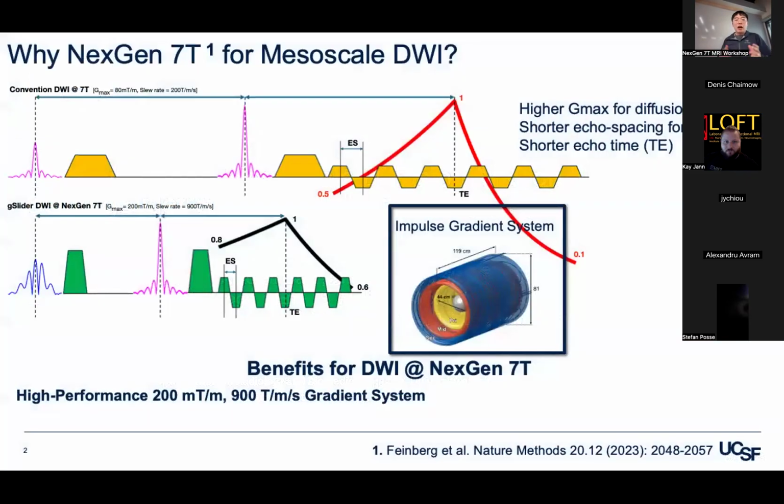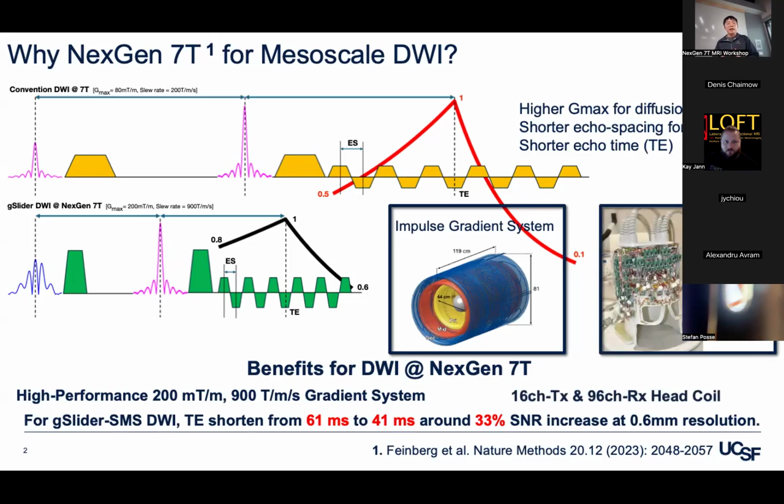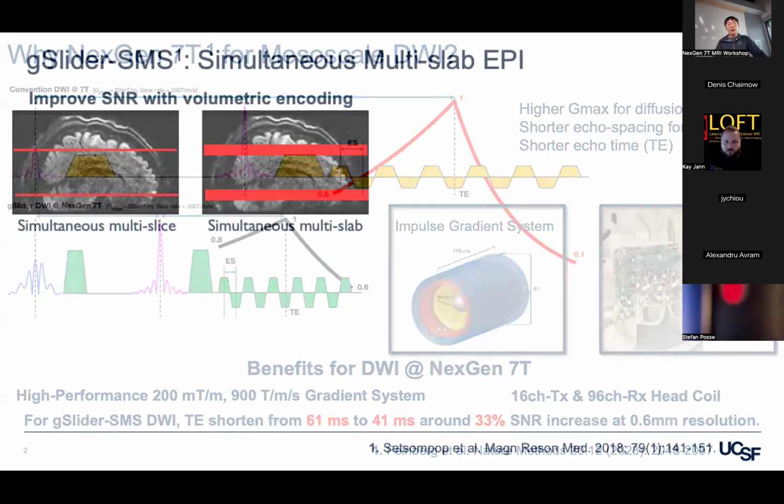Firstly, I want to briefly highlight why the NexGen 7T is valuable for mesoscale DWI. The NexGen platform provides a much stronger gradient system, which enables higher Gmax for diffusion encoding, shorter echo spacing for EPI readout, and a shorter echo time. For our gSlider project, this reduces TE from 61 milliseconds to 41 milliseconds, corresponding to about 33% SNR increase at 0.6 millimeter resolution. In addition, the 96-channel receiver head coil could further improve SNR for high-resolution diffusion MRI.